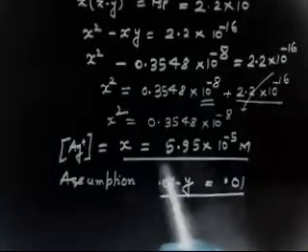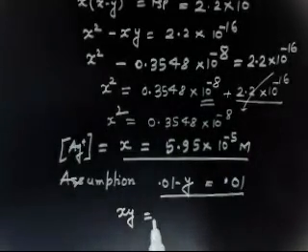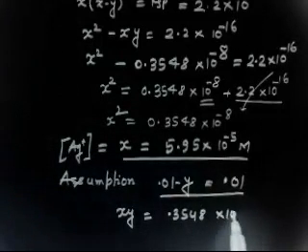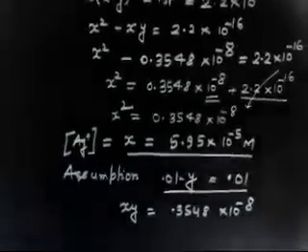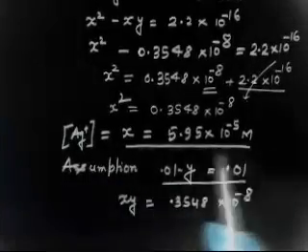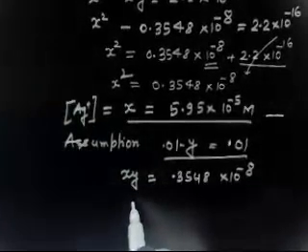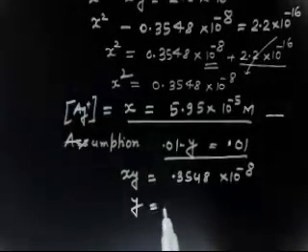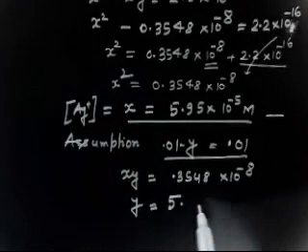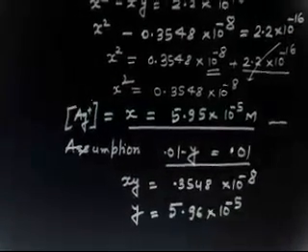So now I know the value of x, and I can find the value of y, because x into y is equal to 0.3548 × 10^-8. If you plug in the value of x in this equation, you will find y comes out to be 5.96 × 10^-5. So y comes out to be 5.96 × 10^-5. You can check it yourself.